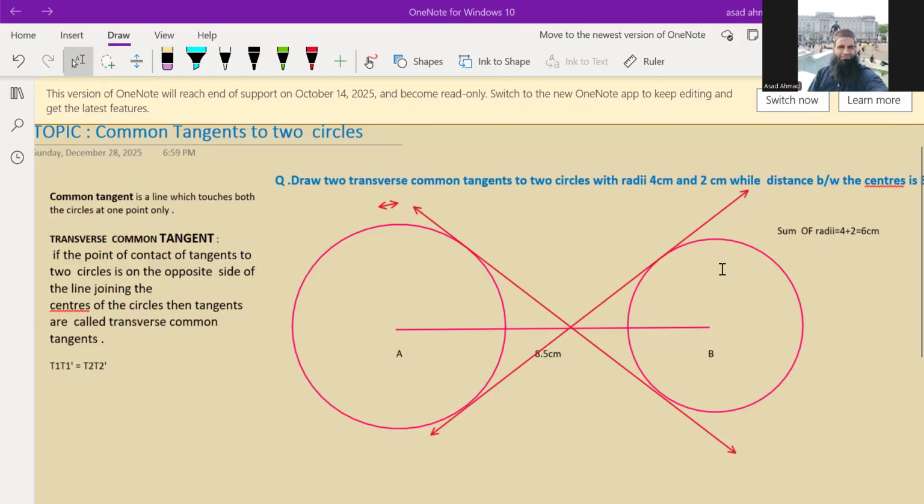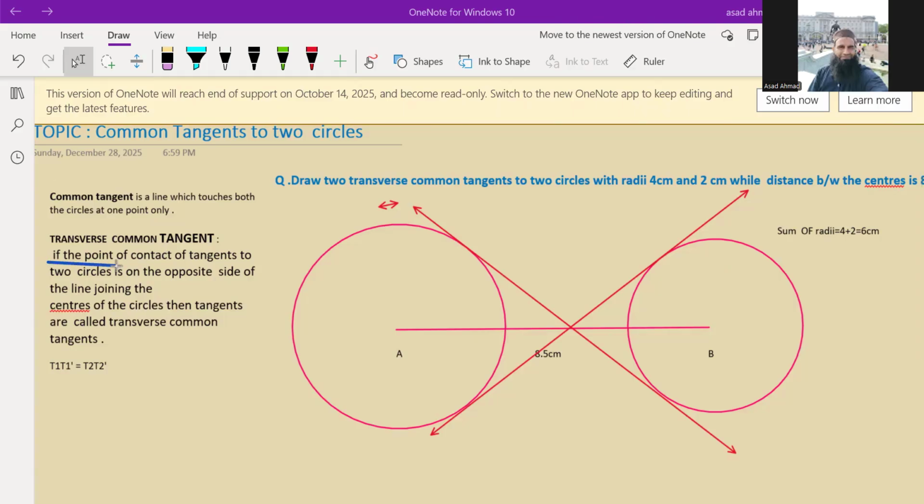Dear students, the second part of common tangents is the transverse common tangent. In the first video, we drew the direct common tangent, and in this video, we will learn what is meant by a transverse common tangent and how to draw it. So first, go to the definition written on the left-hand side.